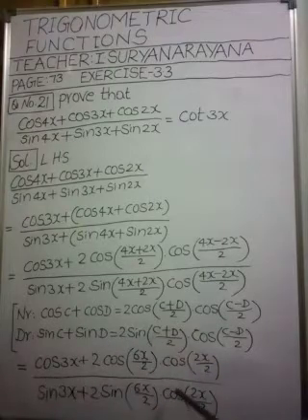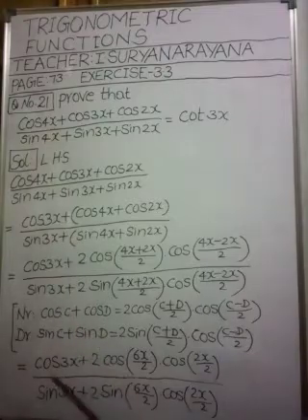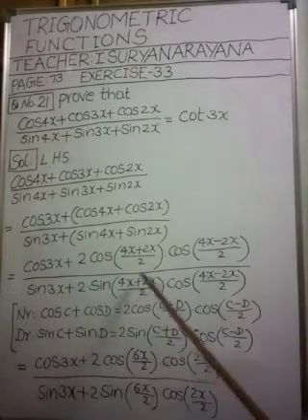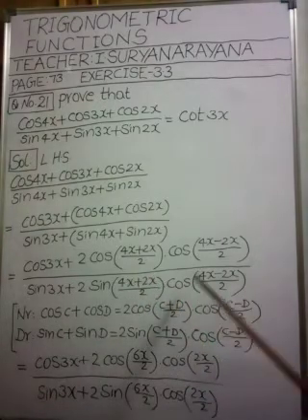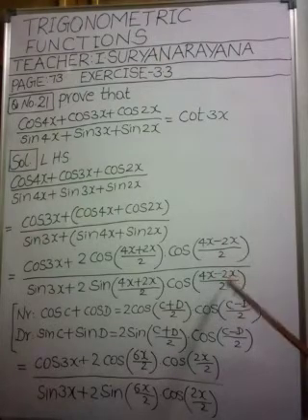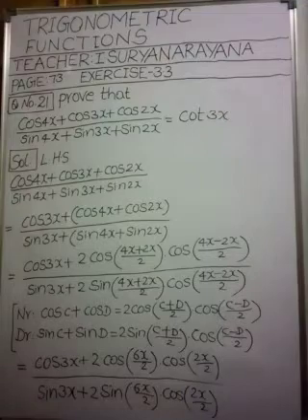Right. Divided by, come to the denominator, sin 3x. We are writing this term as it is, plus 2 sin, 4x plus 2x. What will you get? 6x by 2, into cos, 4x minus 2x. What will you get here? 2x by 2. Understood this denominator, my dear children? Right.